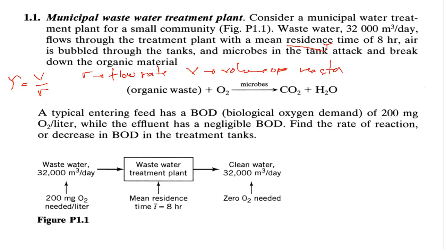So, basically, given the residence time, the 8 hours, and given the flow rate of 32,000 cubic meter per day, you can calculate B. Right? Because these two are given. You can calculate B. That's all. So once you have B, from the other given you can find the moles per second or moles per day or whatever. You basically just divide that by B, which you can calculate from the residence time and the volumetric flow rate.